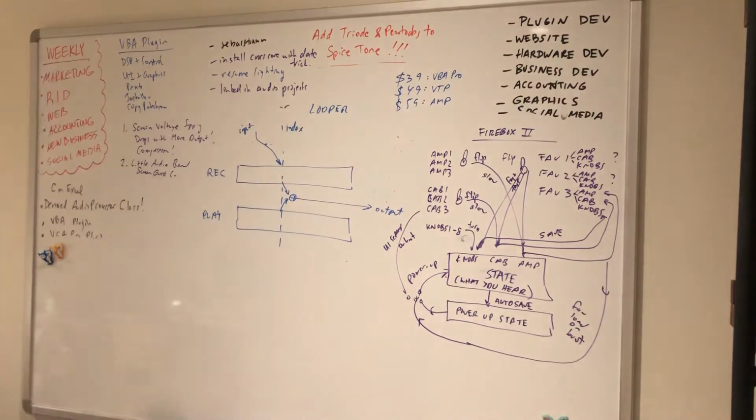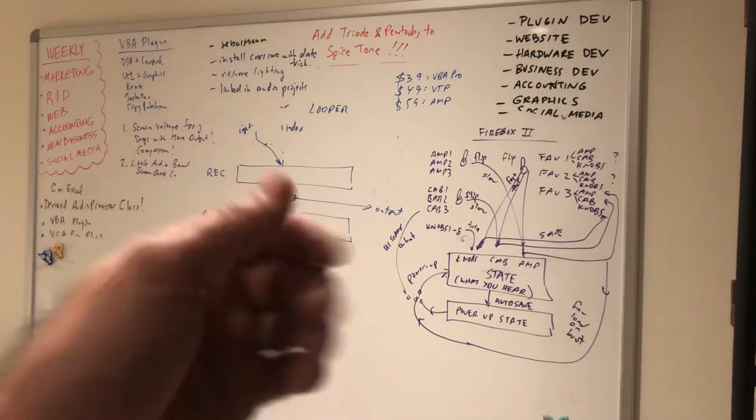Let me just make sure we're rolling here. Okay, it looks pretty good. It's hard for me to tell if we are indeed rolling, so let me just double check. Yep, we are. Okay, sorry for the pause. Okay, so what are we doing?